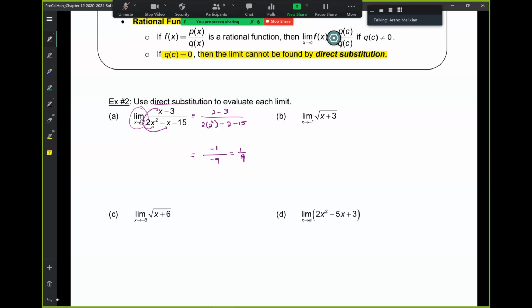All right, let's do one more. The next one, we're going to plug in negative 1 into here. So I get the square root of negative 1 plus 3, which is the square root of 2, and that's it. As soon as the 2 goes in, the limit literally disappears. It just goes away.